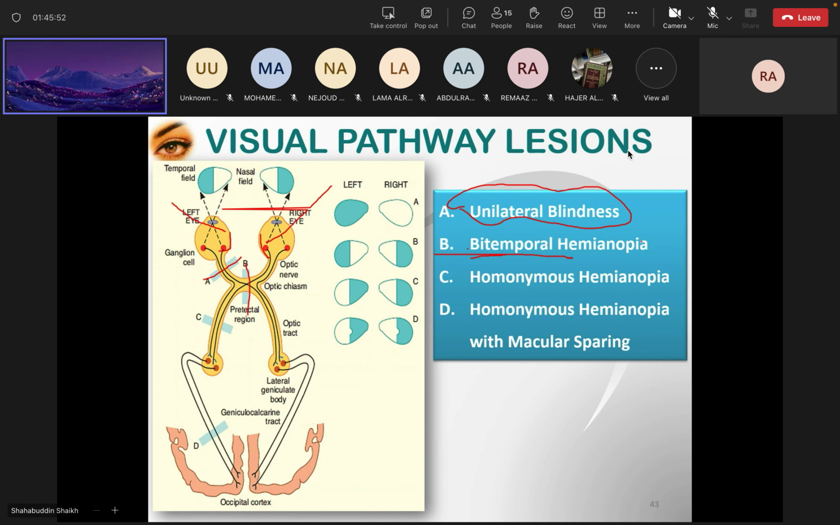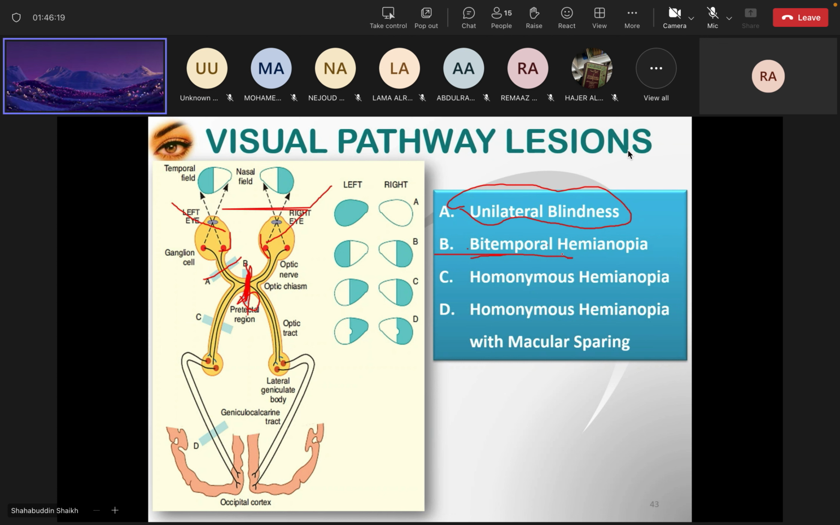Hemianopia, that is, anopia means blindness, so temporal half blindness. For your exam, whether you understand it or not, optic chiasma lesion will cause bitemporal hemianopia. This occurs usually when there is a tumor in the pituitary gland. The pituitary gland is somewhere here and it is compressing the optic chiasma. So if there is any tumor in the pituitary gland, usually bitemporal hemianopia can occur.